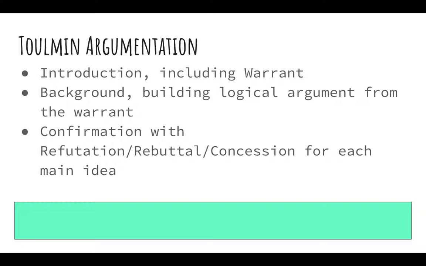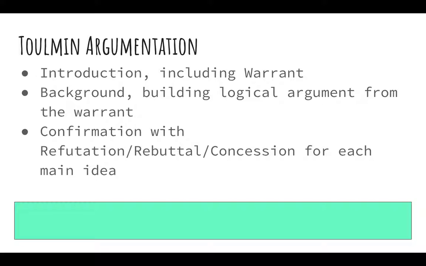Then you move into your confirmation, and the difference between Toulmin and classical organization is that the confirmation paragraphs include a refutation, a rebuttal, and a concession for each main idea. So here's main idea number one, here's what the opposing side would say, but here's why they're wrong. Here's main idea two, here's what the opposing side would say, and this is why they might be right about that. Here's main idea three, this is what the opposing side would say, and here's where they're wrong. So that's kind of the idea behind it.